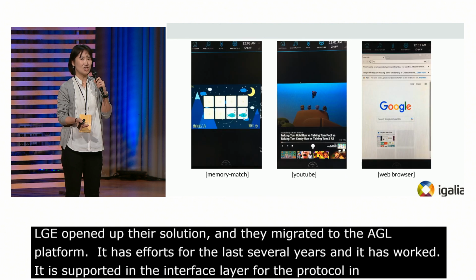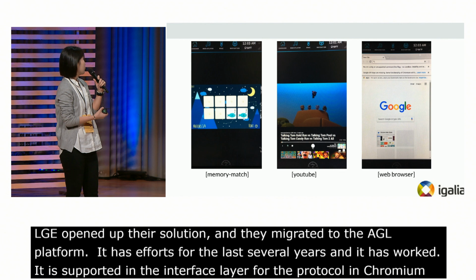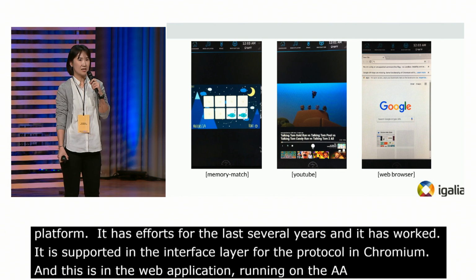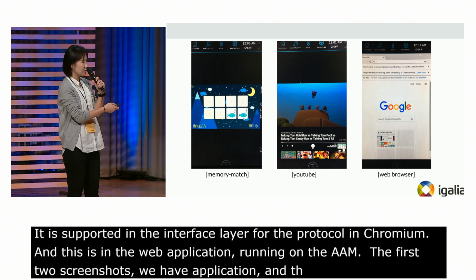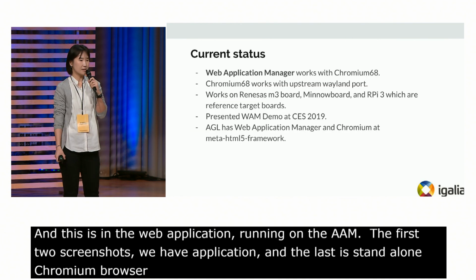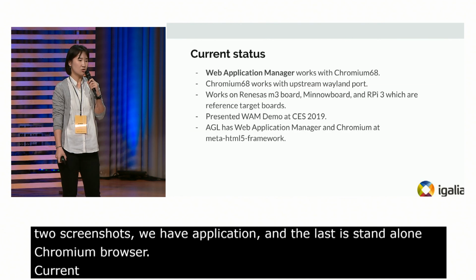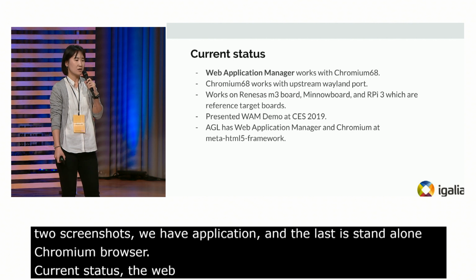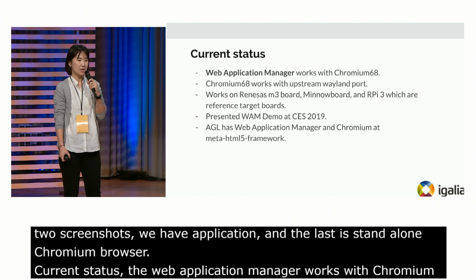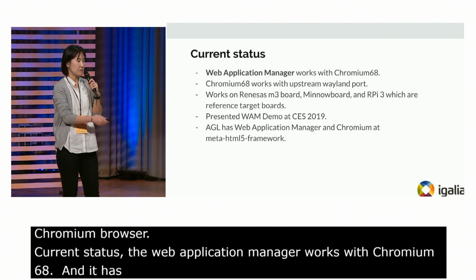We successfully launched a web application running on the WAM. The first two screenshots are web applications, and the last one is the standalone Chromium browser from the AGL platform. Current status: Web Application Manager works with Chromium 68, working with the upstream Wayland port. AGL has Web Application Manager and Chromium in the Meta HTML5 framework.